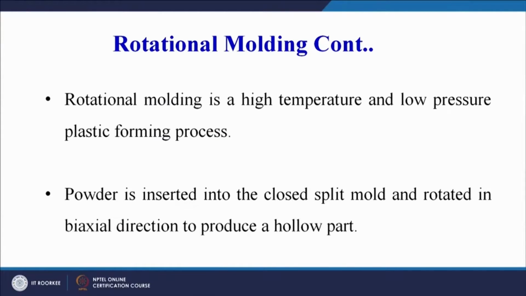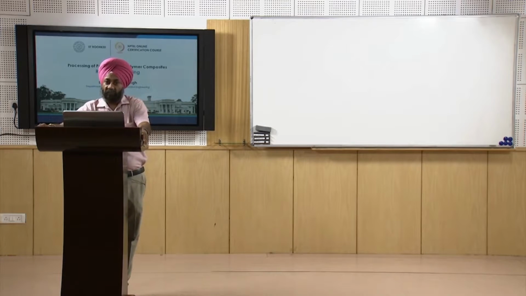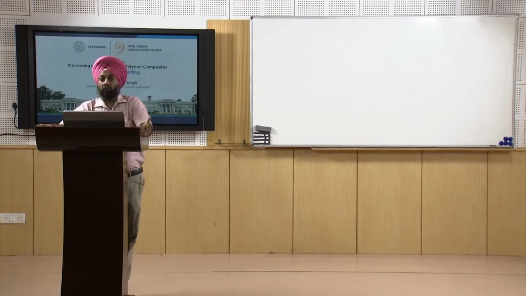Powder is inserted, so the raw material can be in the form of a powder. A powder is inserted into the closed split mold. Let us understand that this is a closed molding process, in which the mold is closed. As you remember, in injection molding also the two halves of the mold close and in between you have the die cavity or mold cavity. Here also it will be a split mold type. Once the mold closes like this, inside you have a hollow portion. We have to put our raw material, in powder or pellet form, inside the mold. So powder is inserted into the closed split mold.